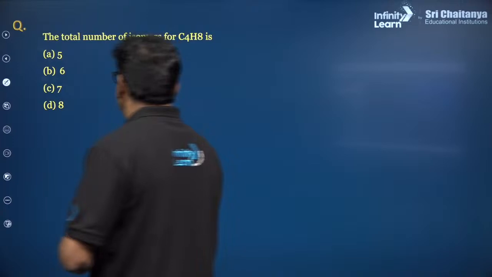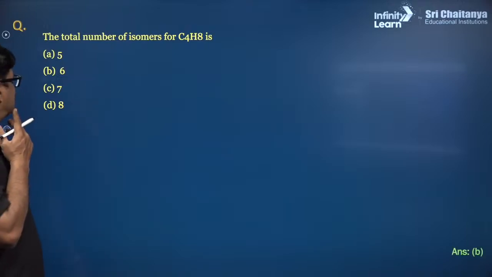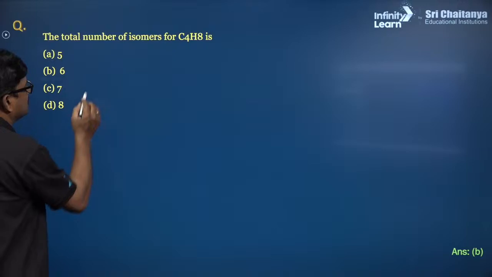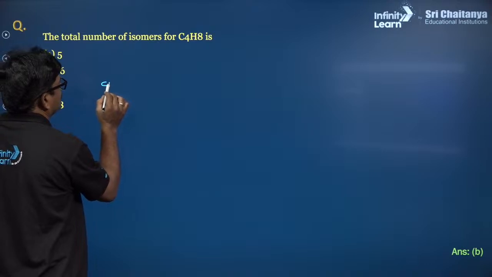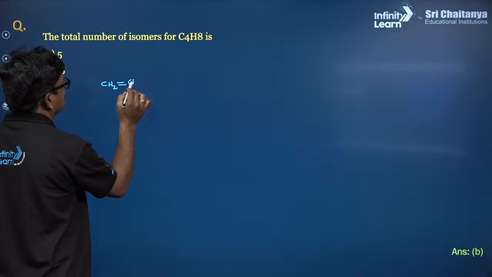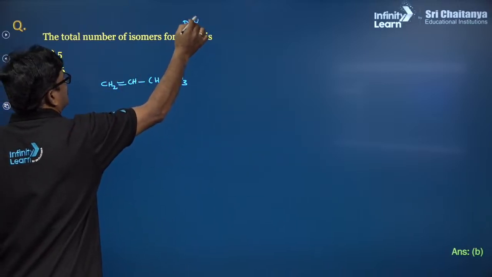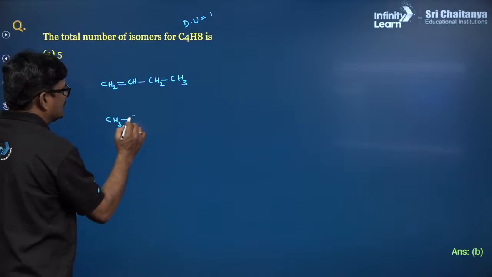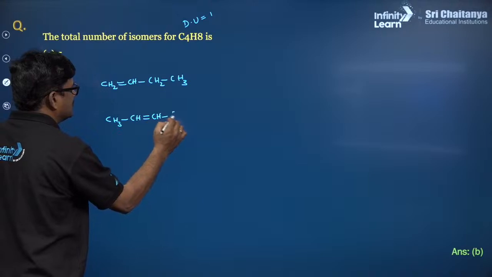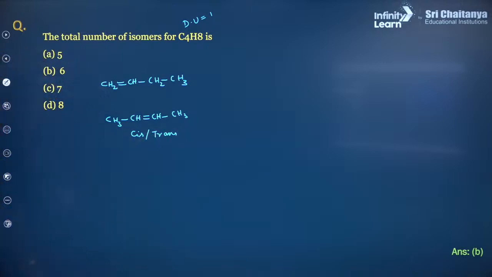How many can you do? 6. How? Total number of isomers of C4H8. Okay, 5. Yes, it is 6. C4H8: CH2=CH-CH2-CH3. The degree of unsaturation is equal to 1, CnH2n, so it could be an alkene. And CH3-CH=CH-CH3, you can have cis and trans as well. Got it?